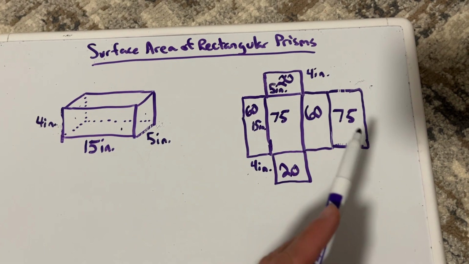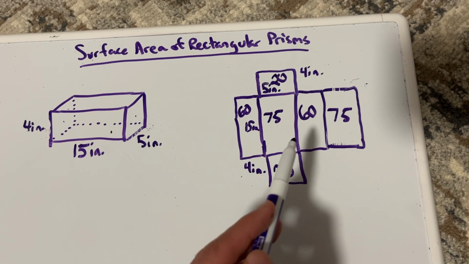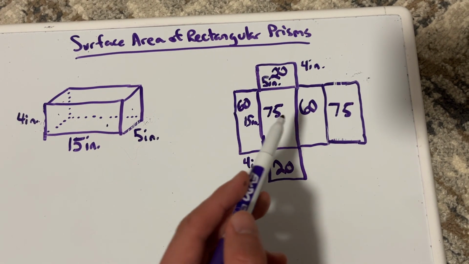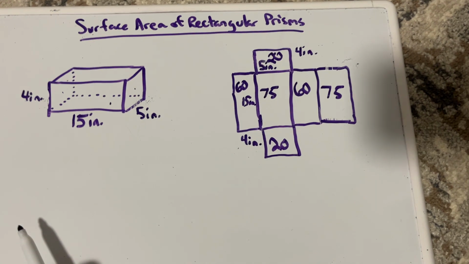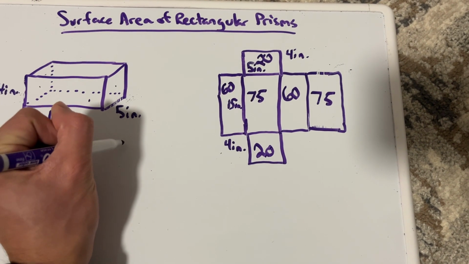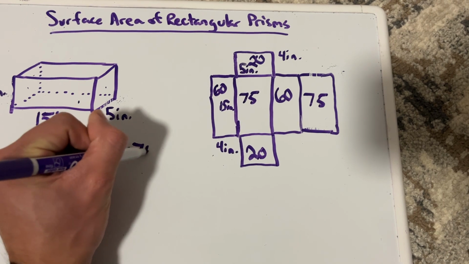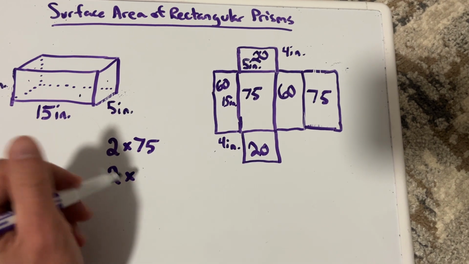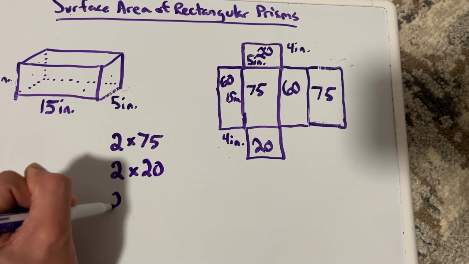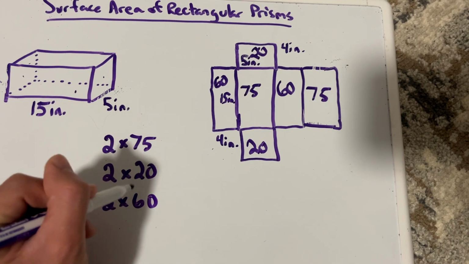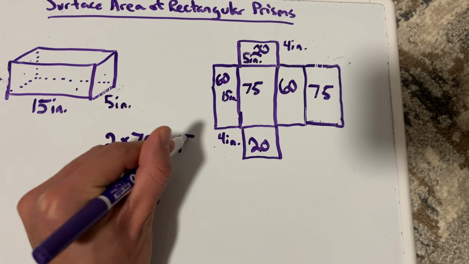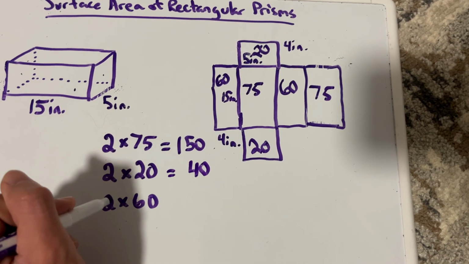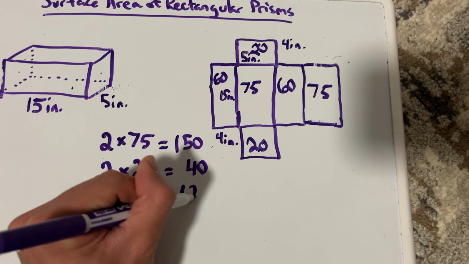So instead of trying to add 6 numbers all together, what I can do is multiply the number of faces with the same area by the number of faces that share that same area. So there are 2 faces of 75 square inches. There are 2 faces of 20 square inches. And there are 2 faces of 60 square inches. 2 times 75 is 150. 2 times 20 is 40. And 2 times 60 is 120.